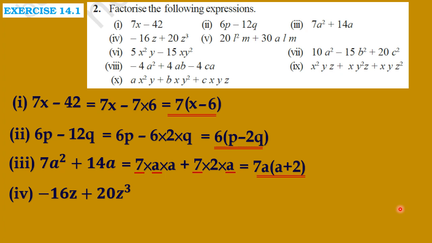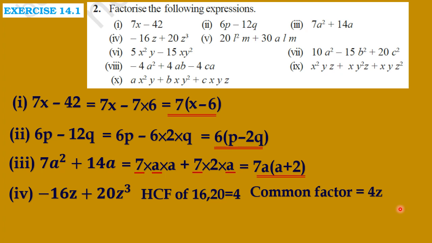So HCF of 16 and 20. That is the highest common factor we have to take. HCF of 16 and 20 is 4, so we have to take 4 out. And variable z is also a common factor. So the common factor is 4z. So 4z we have to take out.